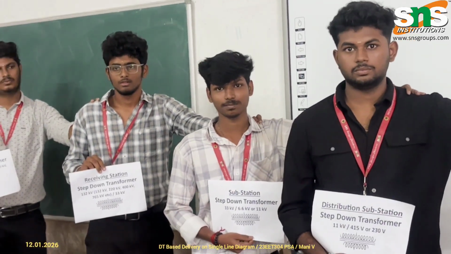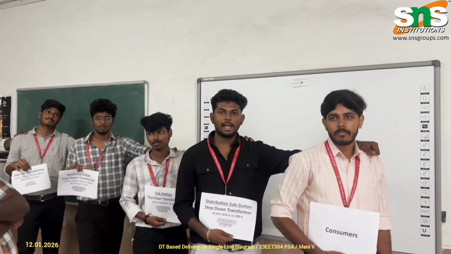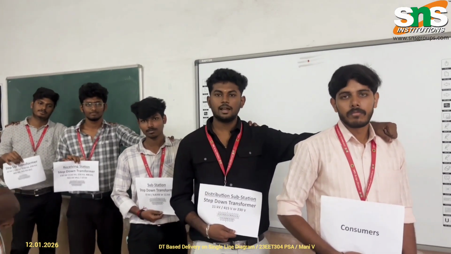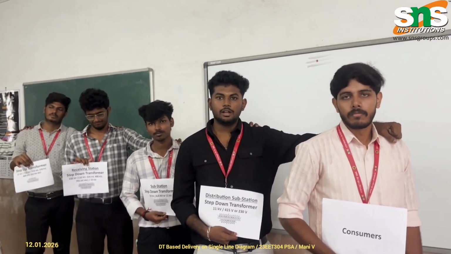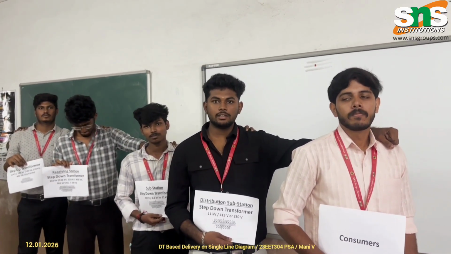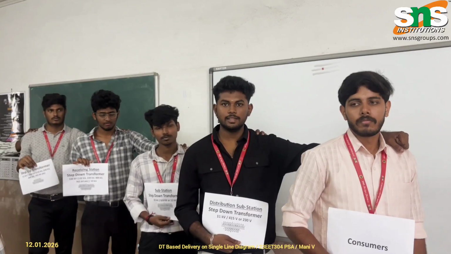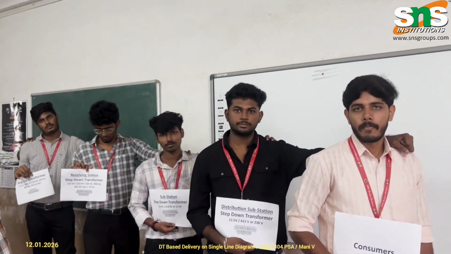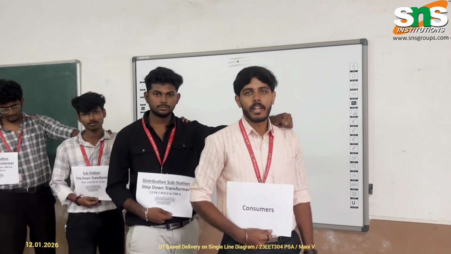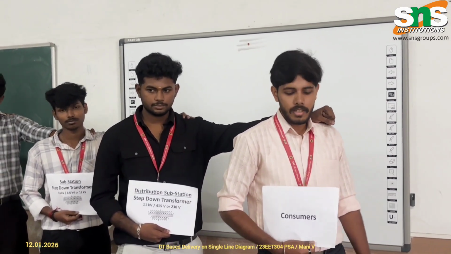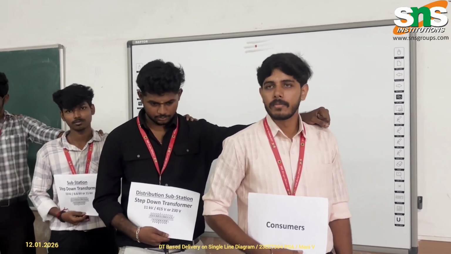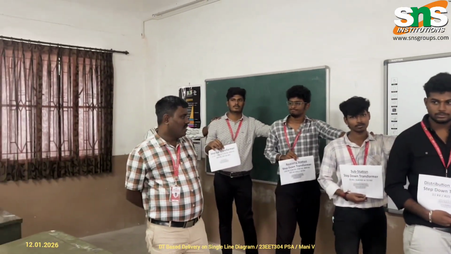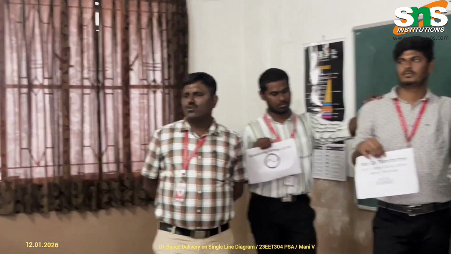distribution station. I am the distribution substation. I receive 11 kV from the substations. I step it down into 415 volt as three phase and 230 volt as single phase and send it to the consumers. This is secondary distribution. I am the consumer. I am always expecting uninterruptible power supply. So here is the single line diagram, or the structure of the power system.